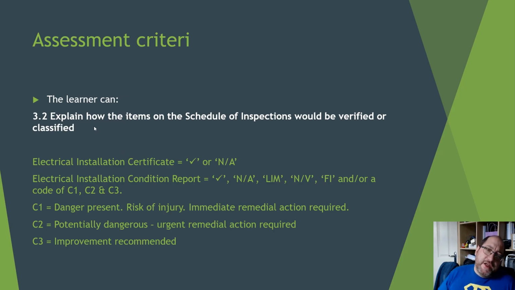The next thing, the learner can explain how the items on the schedule of inspections would be verified or classified. Again, the electrical installation certificate is your initial verification. It's your way of documenting that the work has been carried out as designed, as constructed, and inspected thoroughly. So all that report or that inspection schedule should contain is either confirmation or not applicable. We don't put limitations on them, we don't put codes on them, we don't put crosses on them, because what you're saying there is your work is poor. We don't commission poor work.